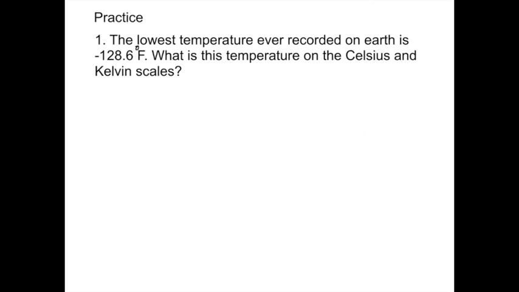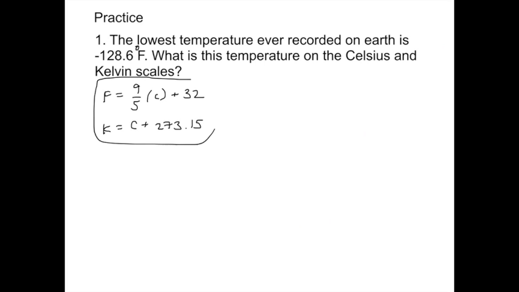Number 1. The lowest temperature ever recorded on Earth is negative 128.6 degrees Fahrenheit. What is this temperature on the Celsius and Kelvin scales? So first let's go back to the equations that we learned previously in this section. We know that a temperature in Fahrenheit will equal 9/5 times its equivalent in Celsius plus 32. We also know that a temperature in kelvins will equal its equivalent in Celsius plus 273.15.